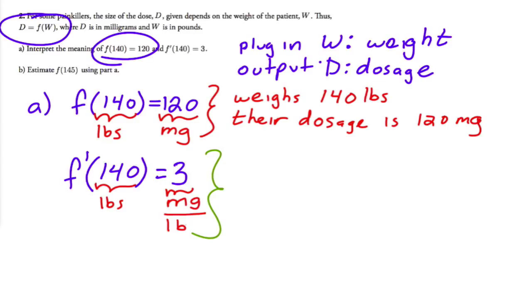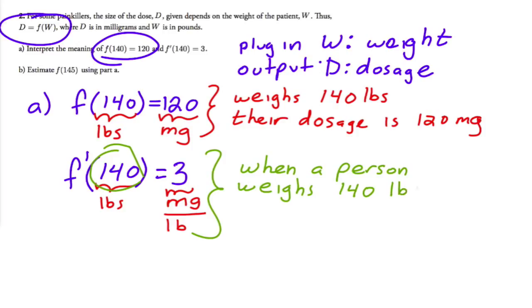Now, the other thing to remember is that the derivative gives you the instantaneous rate of change. So what this is telling you is that at exactly the point where a person weighs 140 pounds, the rate at which the dosage is increasing or decreasing, but in this case it's increasing, is 3 milligrams per pound.